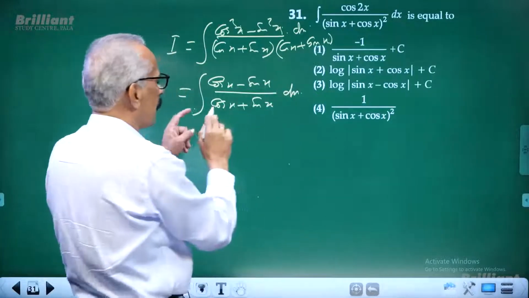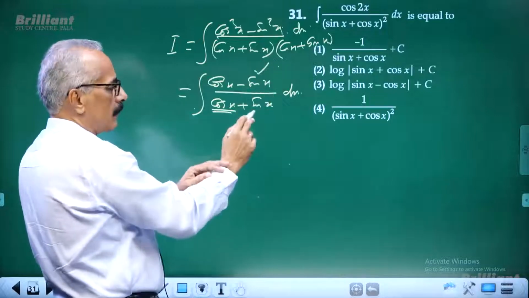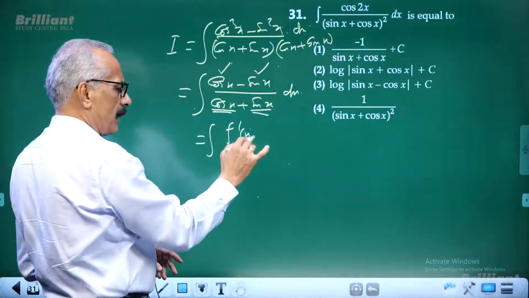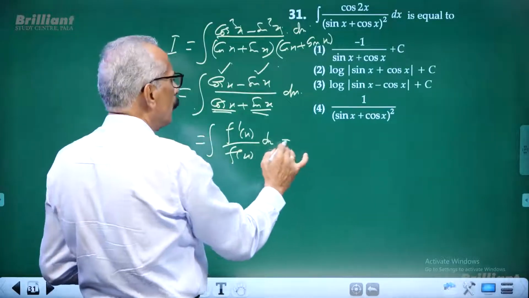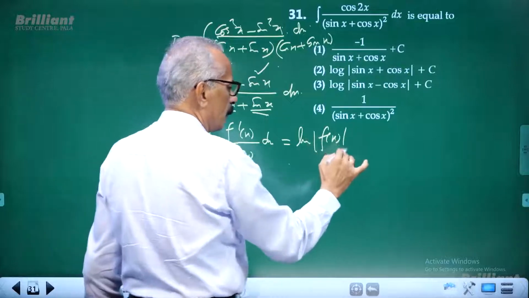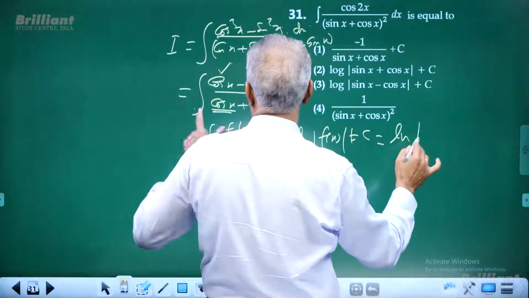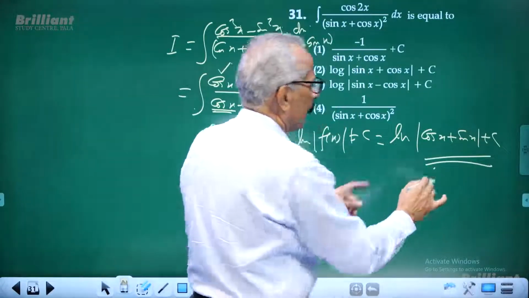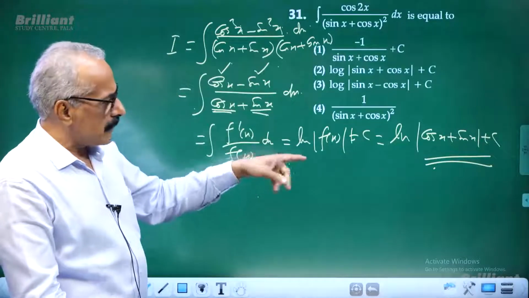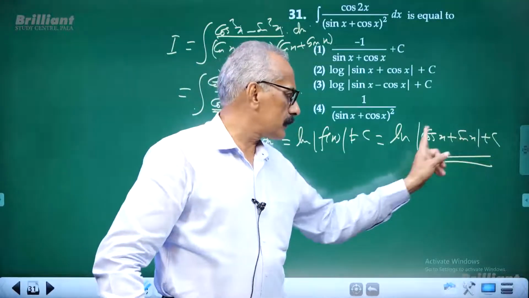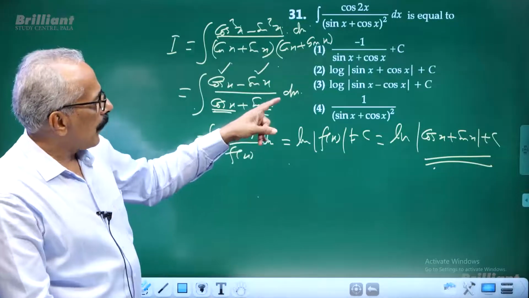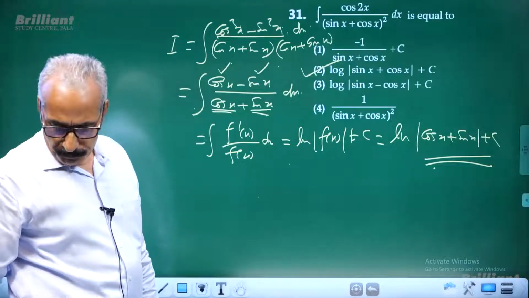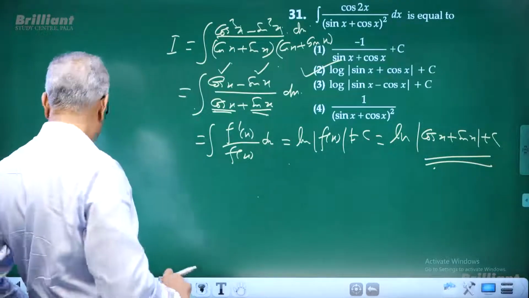What's the derivative of cos x? Minus sin x. What's the derivative of sin x? Plus cos x. So this is integral f dash x divided by f of x, which is logarithm of f of x plus c. That's equal to logarithm of your denominator, cos x plus sin x, plus c. The derivative of cos x plus sin x is cos x minus sin x. So logarithm of sin x plus cos x. So 2 is your answer. 31, 2. Okay, on to the next.